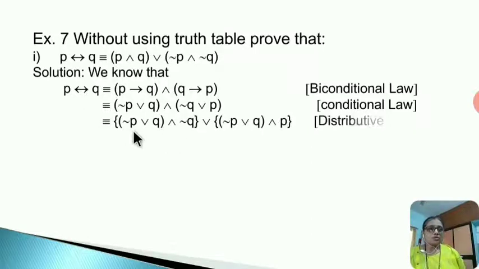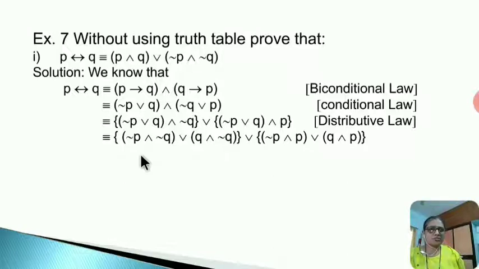Now we use distributive law here. Suppose this first bracket is P, and negation Q or P. We apply distributive law to this. So here P and negation Q or P and P. P is here what? Negation P or Q. So here it is negation P or Q and negation Q, or negation P or Q and P. We use distributive law here.